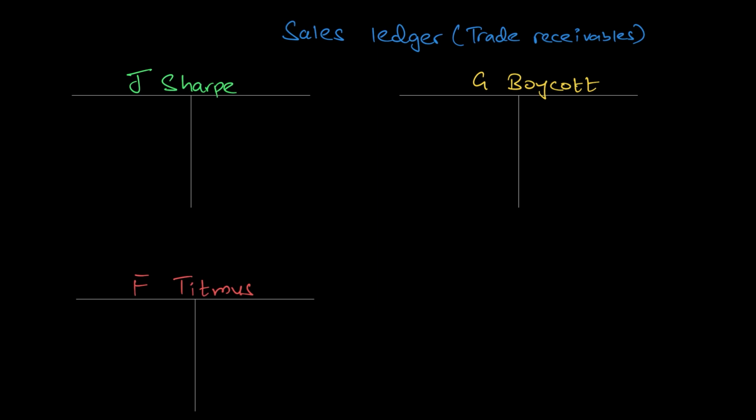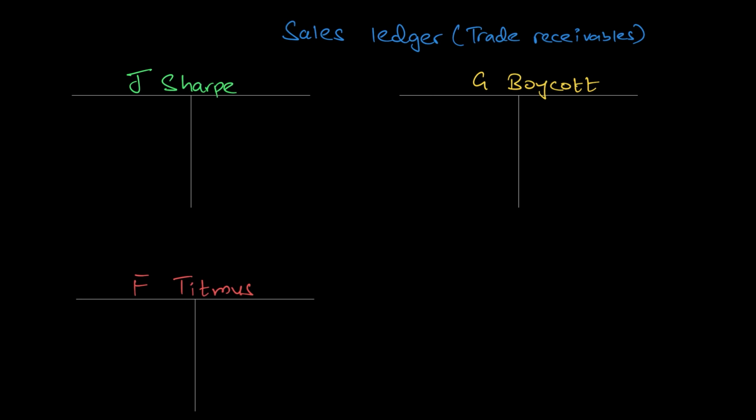So what we'll do is start picking up each trade receivable and see all the transactions regarding that trade receivable. Let's start off with J Sharp. What we have to do is go back to our register and search the name J Sharp. All transactions regarding J Sharp will be entered in this T account. If the name J Sharp appears on the debit side, I will enter it on the debit side of the T account. If the name J Sharp appears on the credit side, I will enter it on the credit side of the T account.